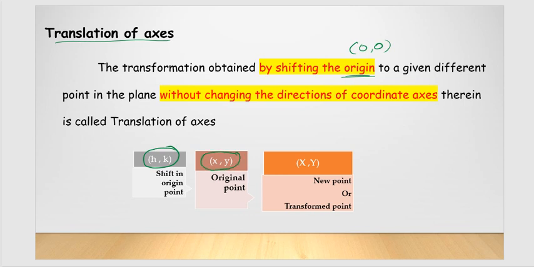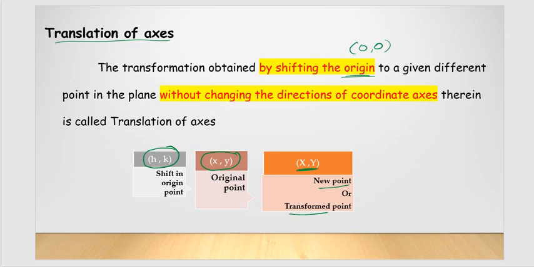The original point is denoted by the point x comma y, whereas the transformed point, the new point which is formed, will be represented with capital X comma capital Y. In some textbooks we use x dash comma y dash, but here we are going to use capital X and capital Y. Wherever you find these points, you need to recall everything. h comma k means the shifted origin point, small x comma y is the original point, and capital X comma capital Y is the transformed point, right?